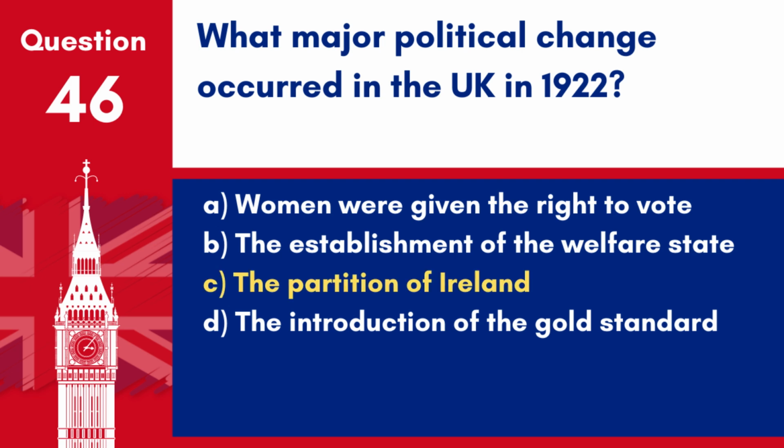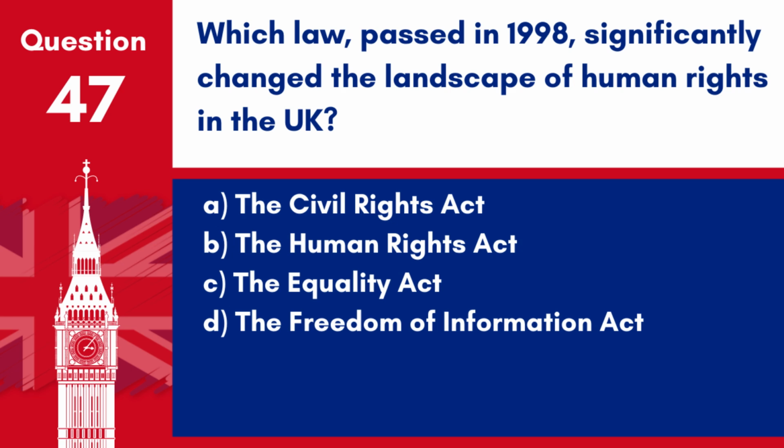Answer: C. The partition of Ireland. A major political change in the UK in 1922 was the partition of Ireland. Question 47. Which law, passed in 1998, significantly changed the landscape of human rights in the UK? A. The Civil Rights Act. B. The Human Rights Act. C. The Equality Act. D. The Freedom of Information Act.